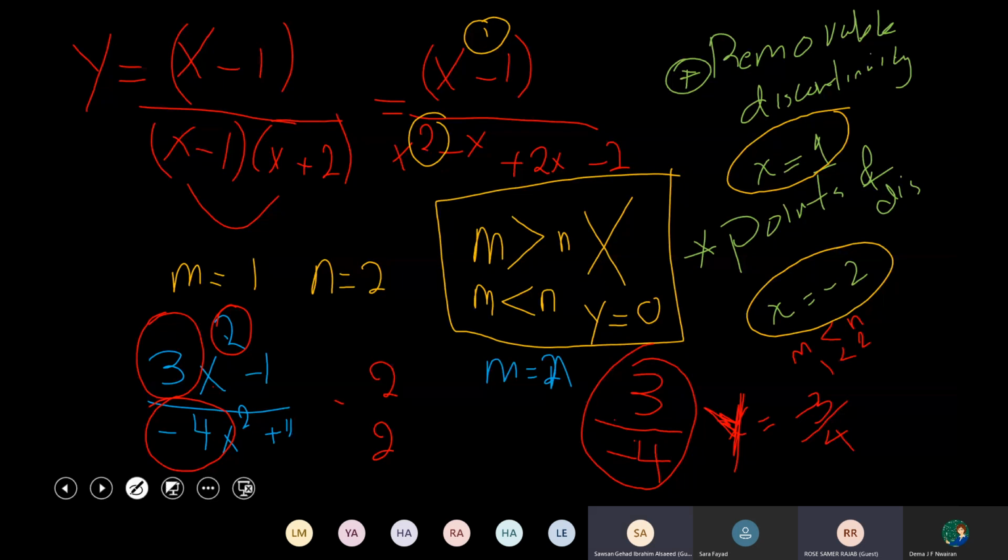Teacher, I have a question. When we want to find the vertical and horizontal asymptotes, do we look at the equation before or after we simplify? For the vertical asymptotes, after you simplify.